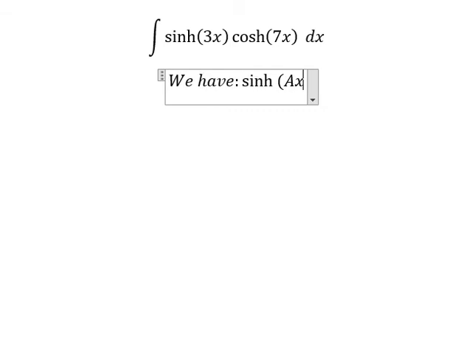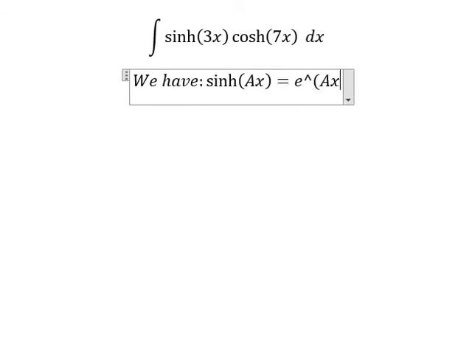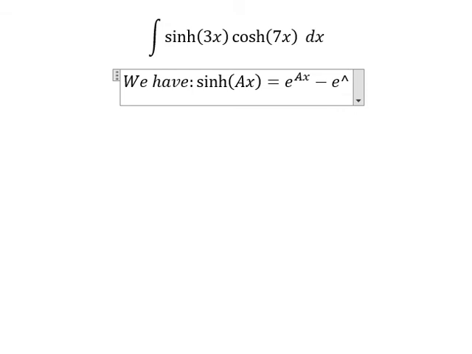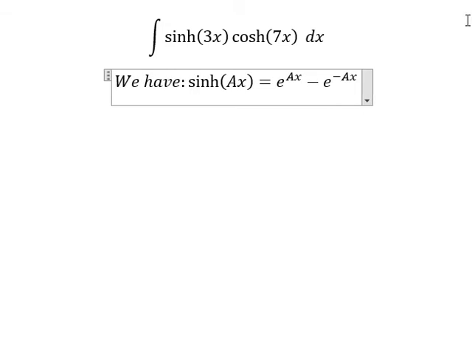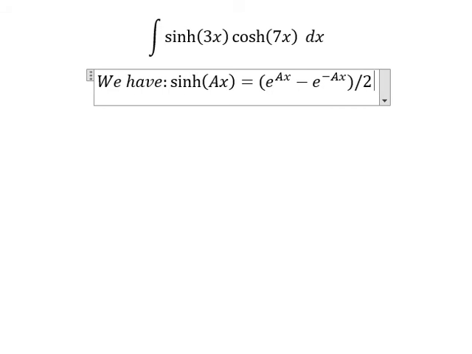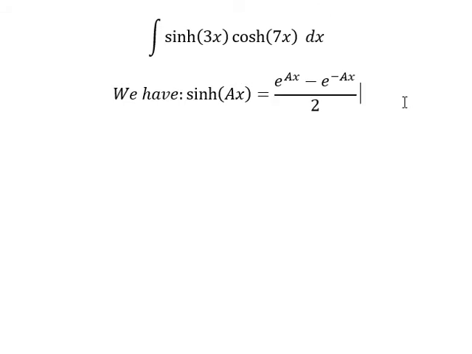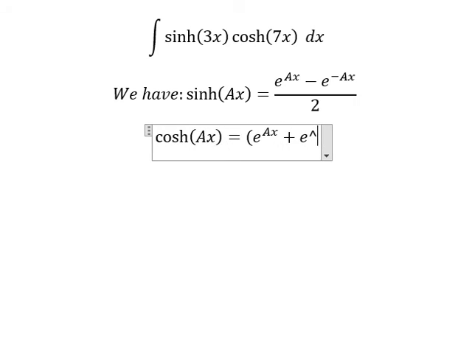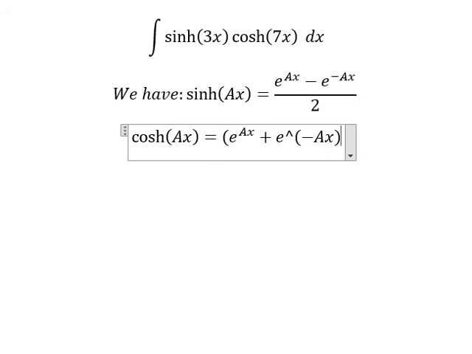Sinh ax equals e to the power of ax minus e to the power of negative ax over number 2. Next, about cosh ax, that should be e to the power of ax plus e to the power of negative ax over number 2.